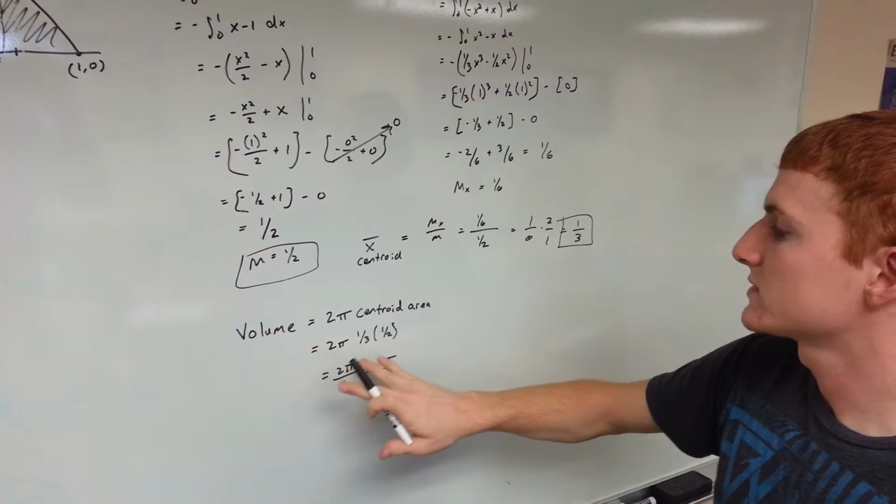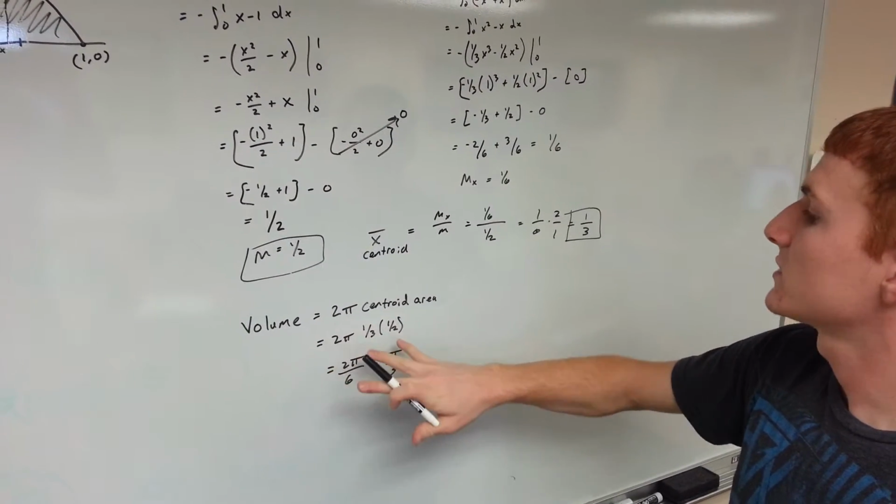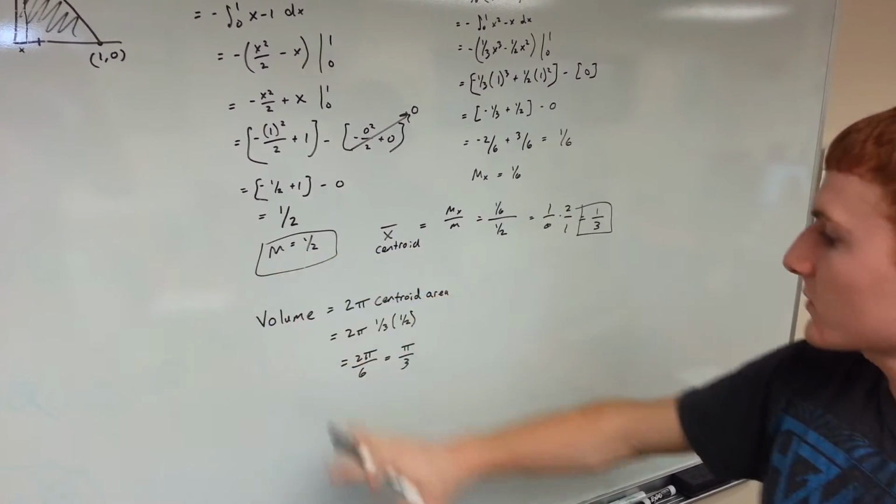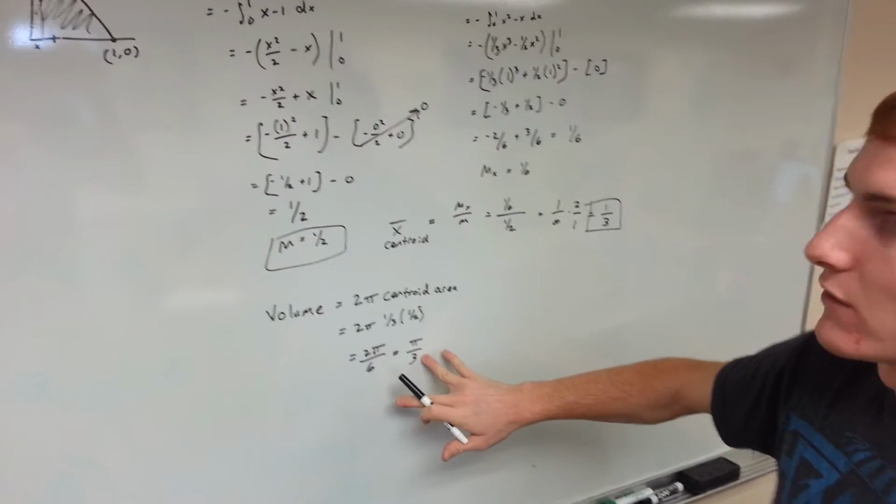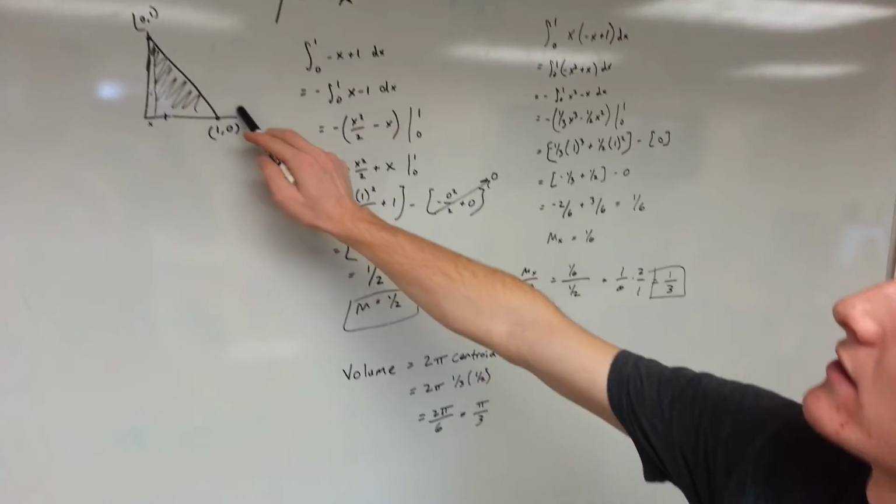So we get 2 pi times 1/3, which is the centroid, times 1/2, which is the area, and we get a value of pi thirds for the volume when this function is rotated around the y-axis.